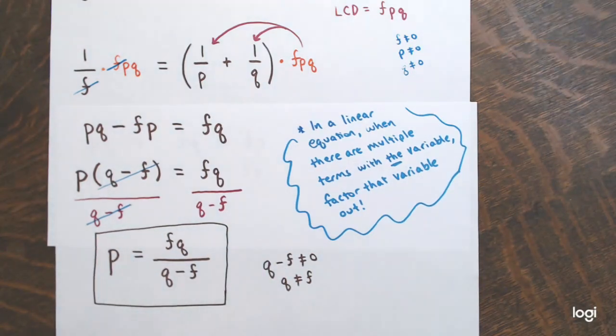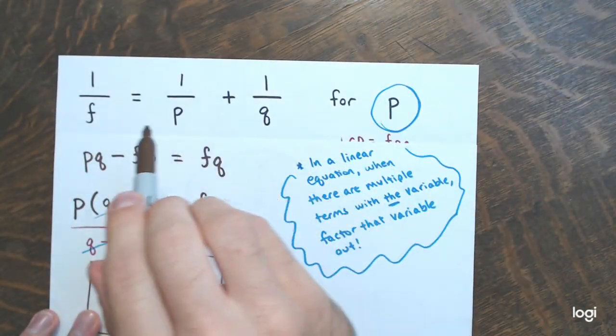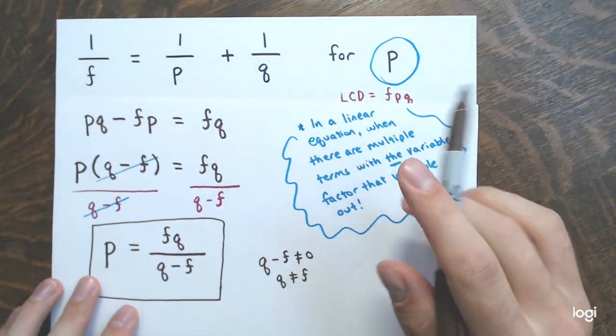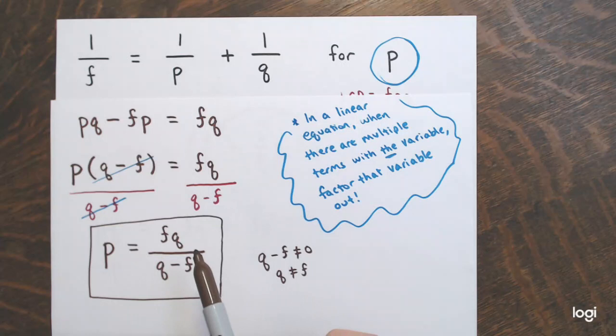There's this equation that we started with, this crazy one with the 3 fractions up here. Solved for p, right? I've got p alone equals, and then on the other side there's an expression involving just the other variables, no p, f and q. F times q divided by q minus f. Alright, so that's just a few examples.